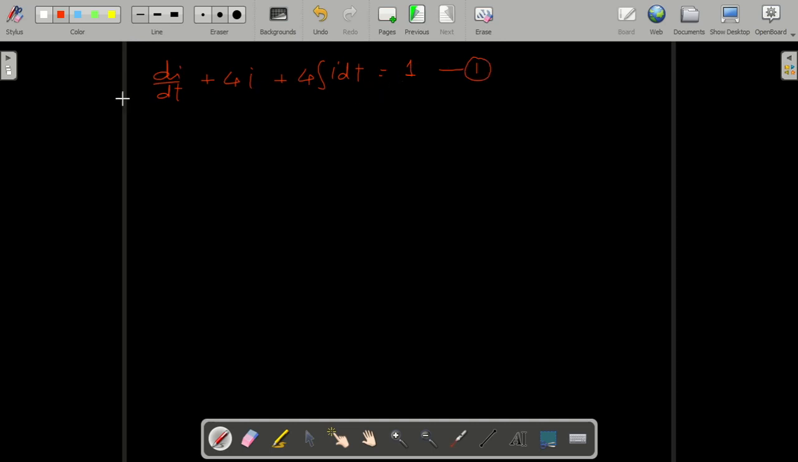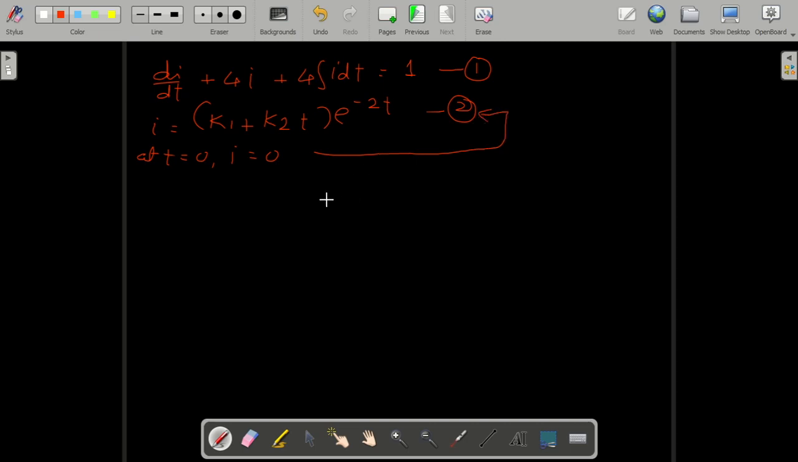Second equation I got: I equal to k1 plus k2 t, e raised to minus 2t. This is equation number 2 I got. This is the general solution. Okay, so we can find k1 and k2 from the initial condition. So at t equal to 0, I equal to 0. Put this value in equation number 2.